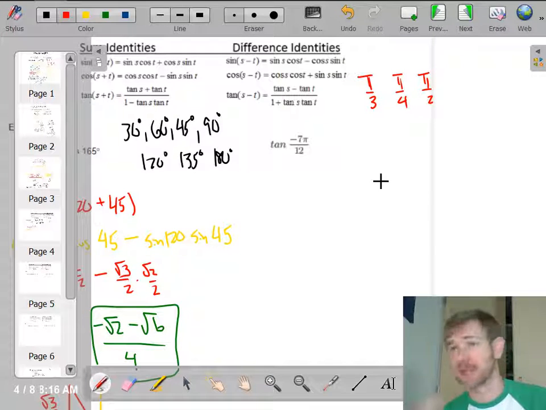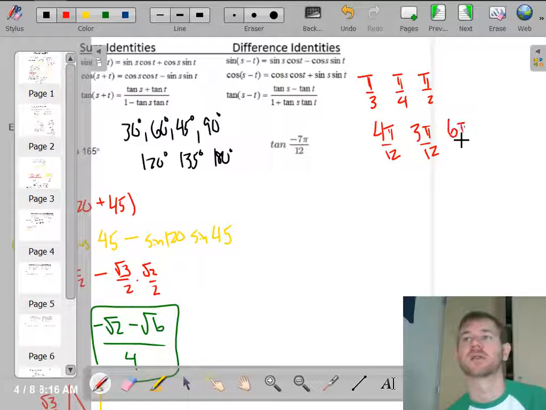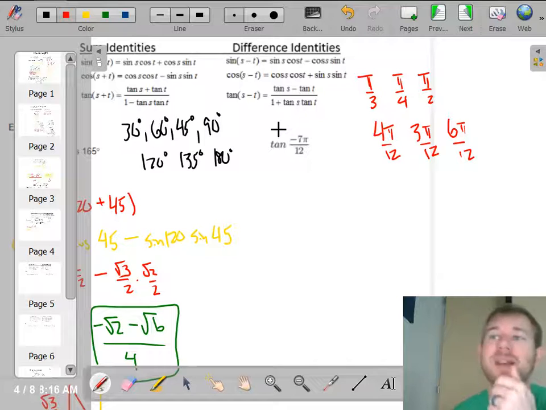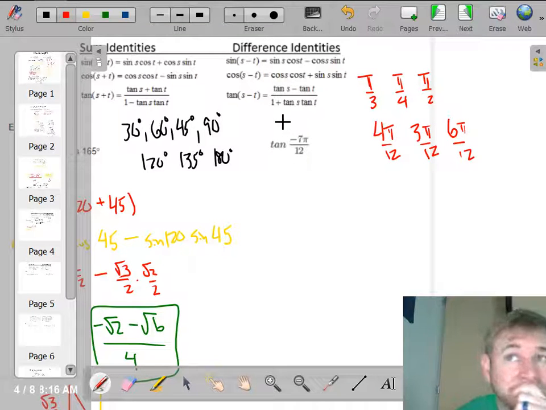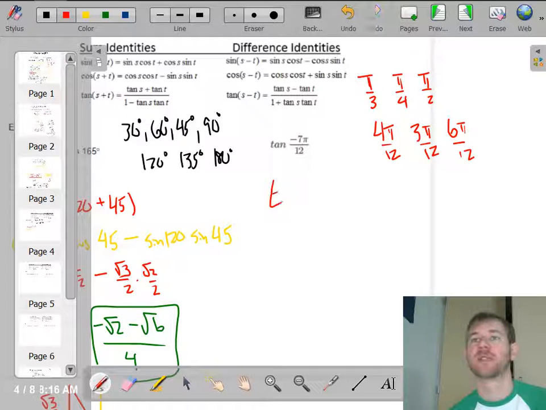And then they're multiples. I need to get pi over 12s, so let's think about those as, if I multiply the top and the bottom by 4, 4 pi over 12. 3 pi over 12 times 6, 6 pi over 12. How am I going to get negative 7? Well, I can make both of these negative and add them together. So I'm going to say the tangent of negative 4 pi over 12, which is pi over 3, and then I'm going to say plus negative pi over 4.